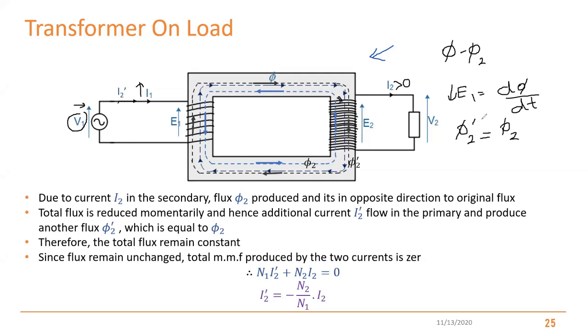Okay, now since the flux produced by the secondary is neutralized, the actual flux remaining in the core is again phi. So you can understand that even under full load or on-load condition, the flux produced by the primary in the core remains unchanged. Therefore the transformer is known as a constant flux machine.